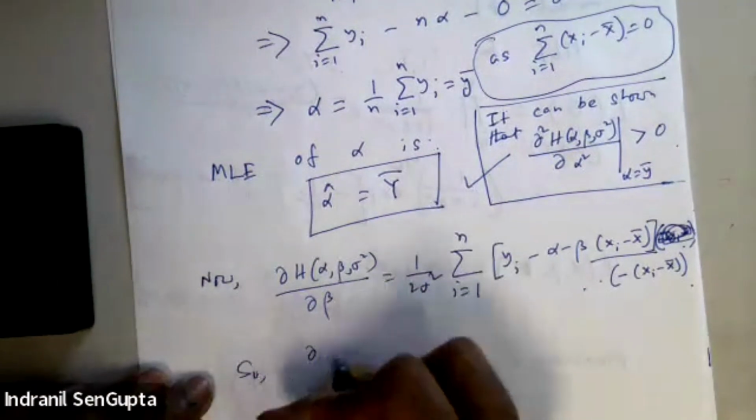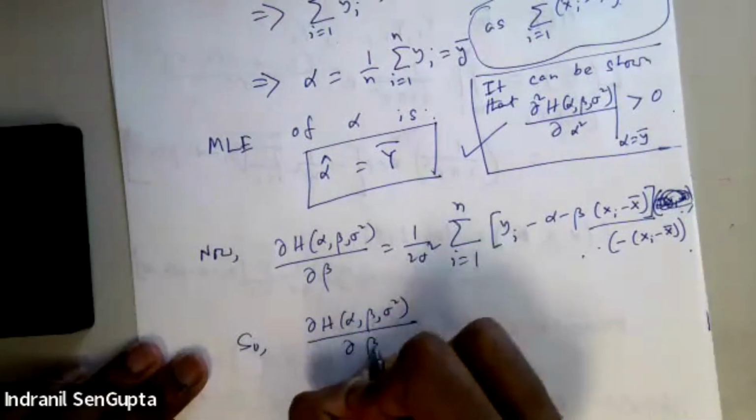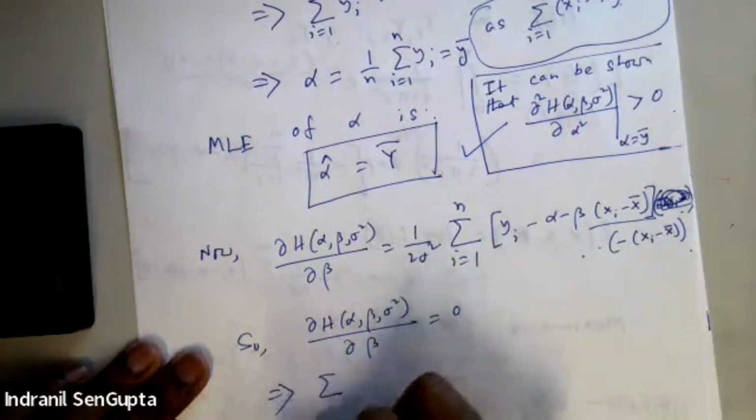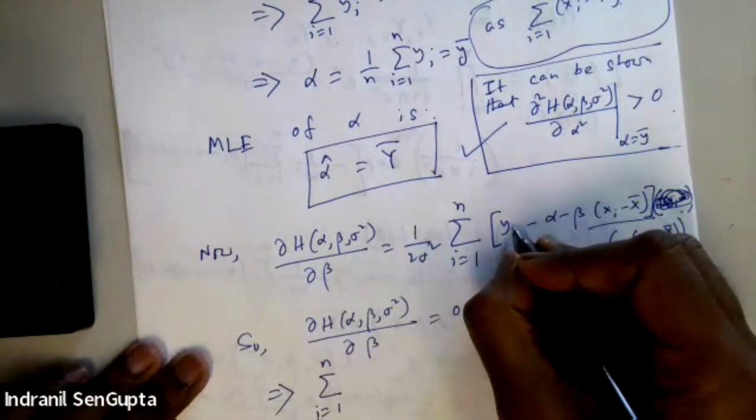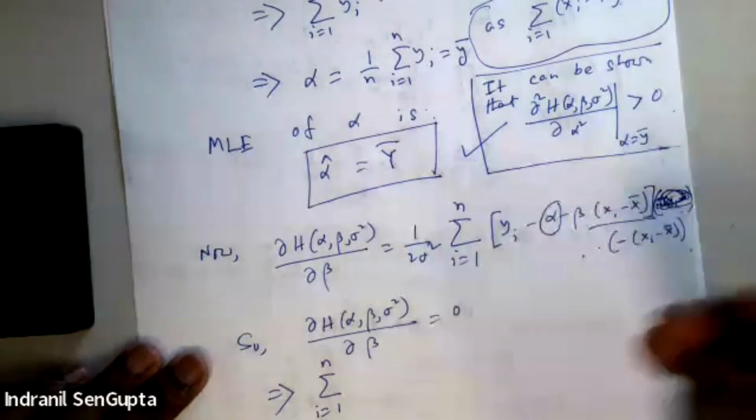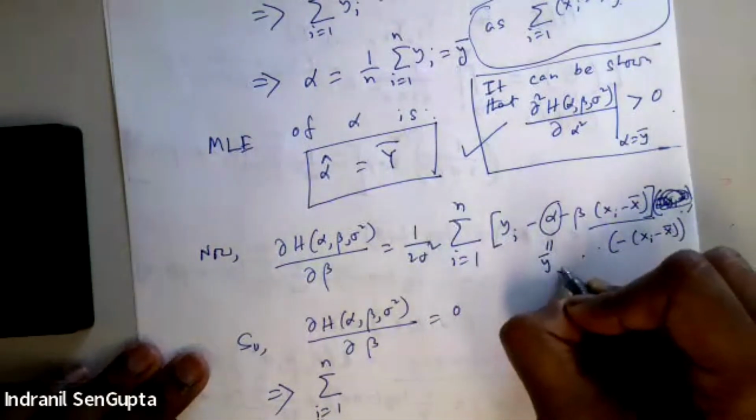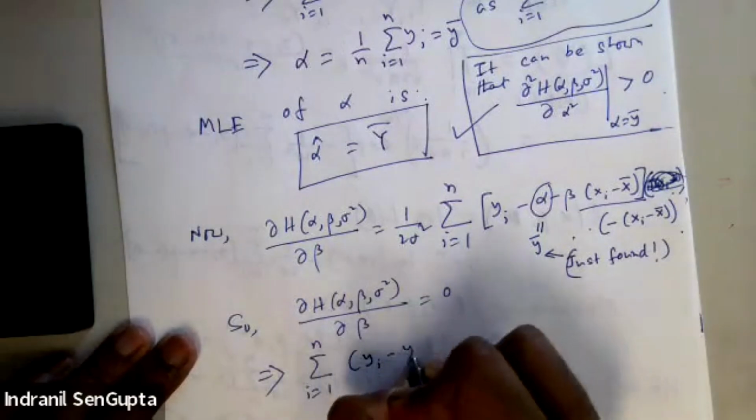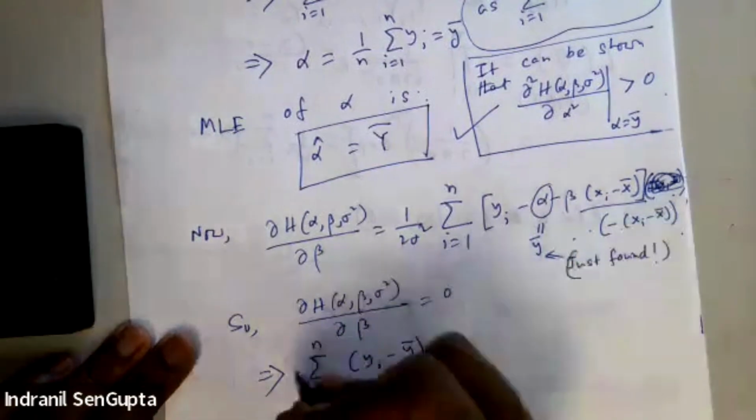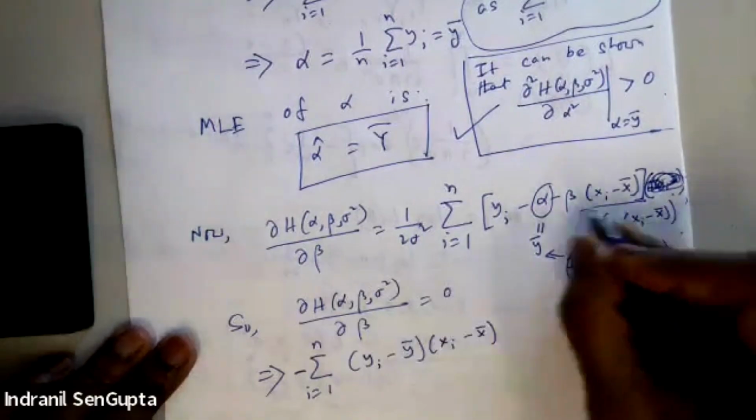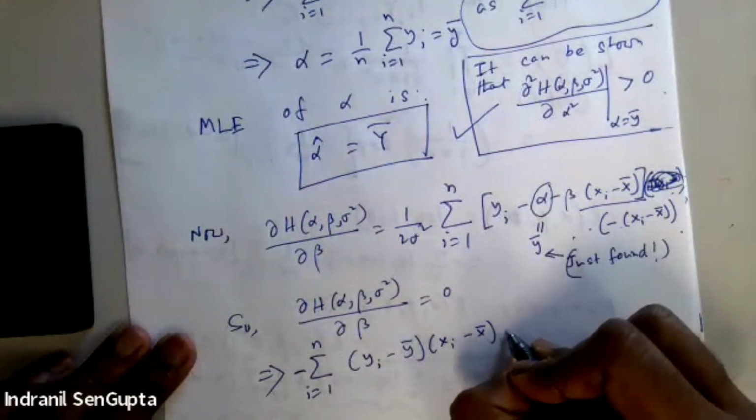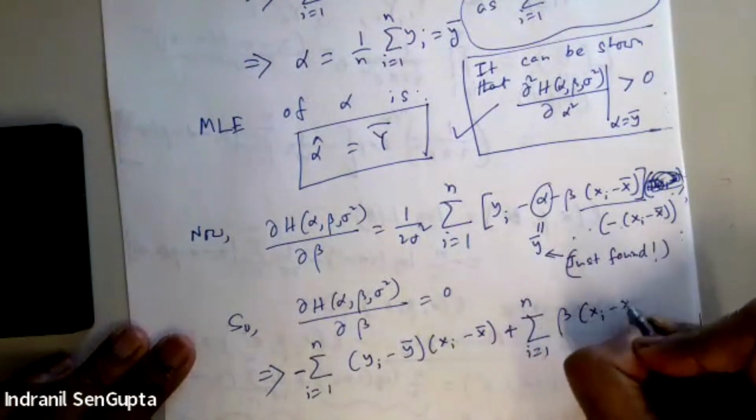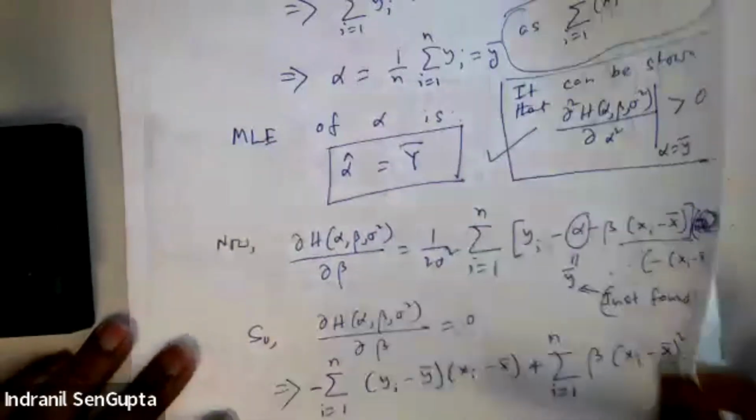Setting the partial of this with respect to beta equal to 0 really yields, first of all, sigma squared will go away. So it's summation i from 1 to n. The first term is really yi minus alpha, but alpha we are replacing by y bar, which is what we found. So we have summation of yi minus y bar multiplied by minus xi minus x bar. This is the first term. And then the second term, plus another summation, i from 1 to n, there is a beta and there is xi minus x bar squared. We want that to be 0.